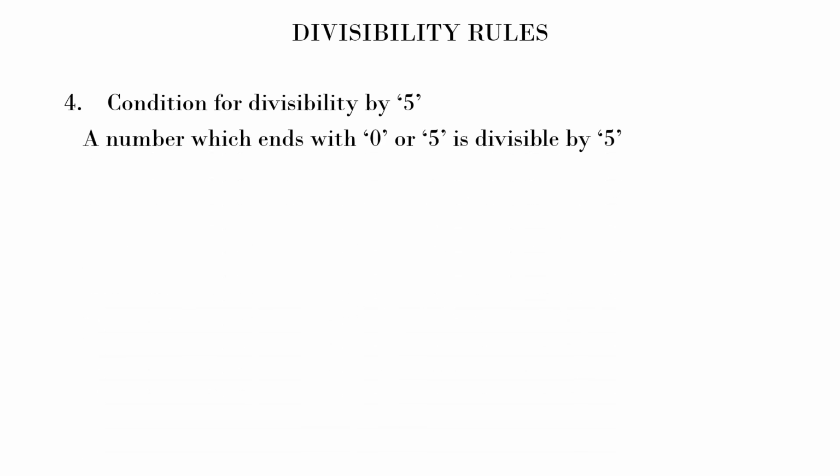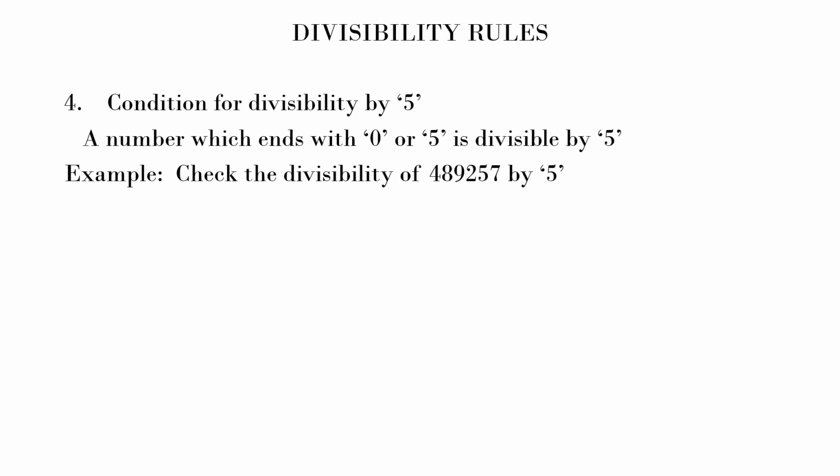Here also we consider only units place, because in the table of 5 we get 5, 10, 15, 20, 25, 30 like that. So alternately we get 5 or 0 in the units place. So a number which ends with 0 or 5 is divisible by 5.